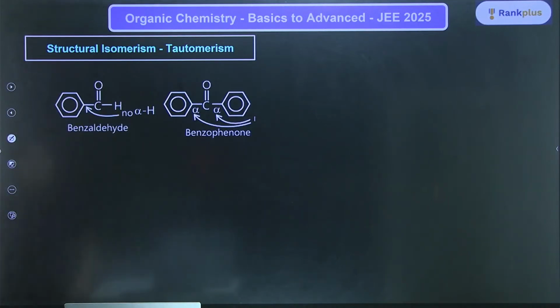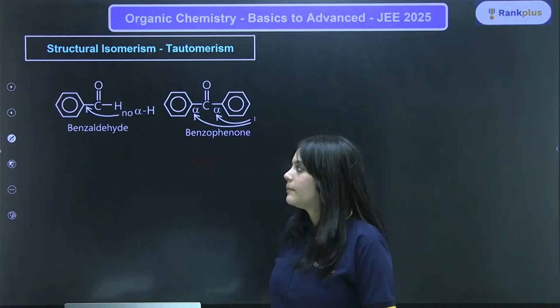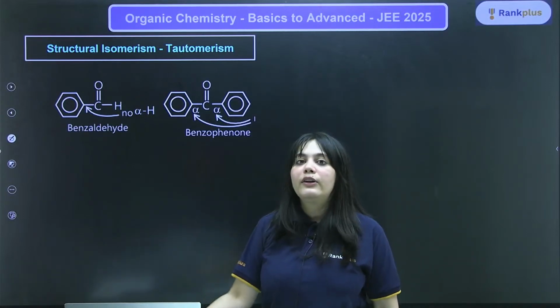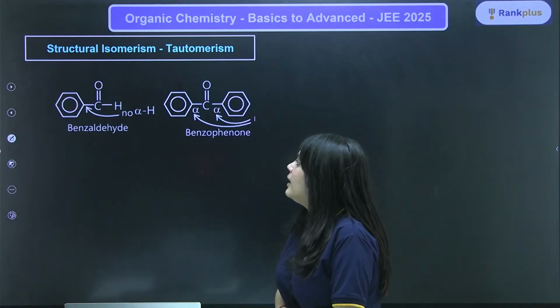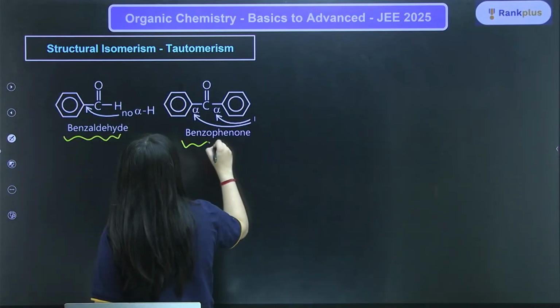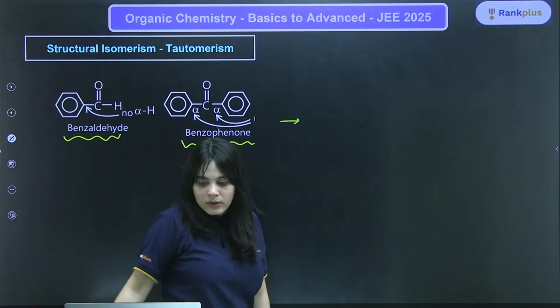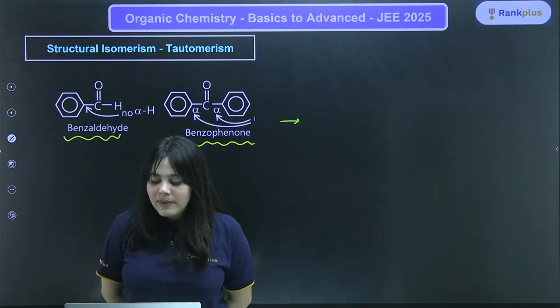Now once again we are here to learn about tautomerism. Will these compounds, benzaldehyde and benzophenone, show tautomerism? Yes or no?